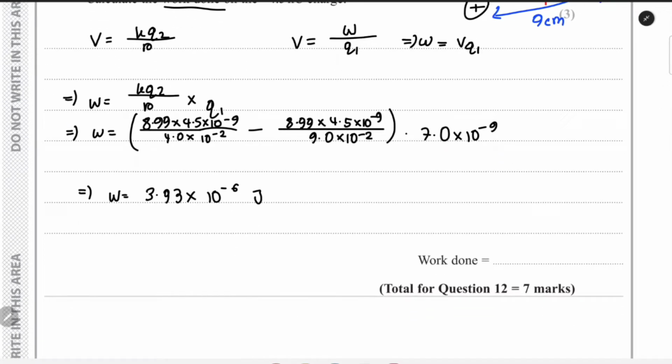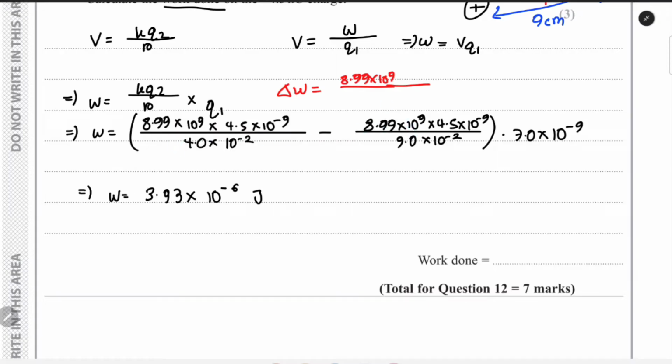If we think deeply about this, we'll have the change in work done equal to kq2 by r times q1. So the change in this value. The other ones don't change, just the value of r changes. So we basically had 8.99 into 10 to the power 9. Oh, I missed that over here. We have the 10 to the power 9 over here. So this is the correct expression. I just missed the 10 to the power 9 while writing it down. Don't worry, it was included in the calculations for this.